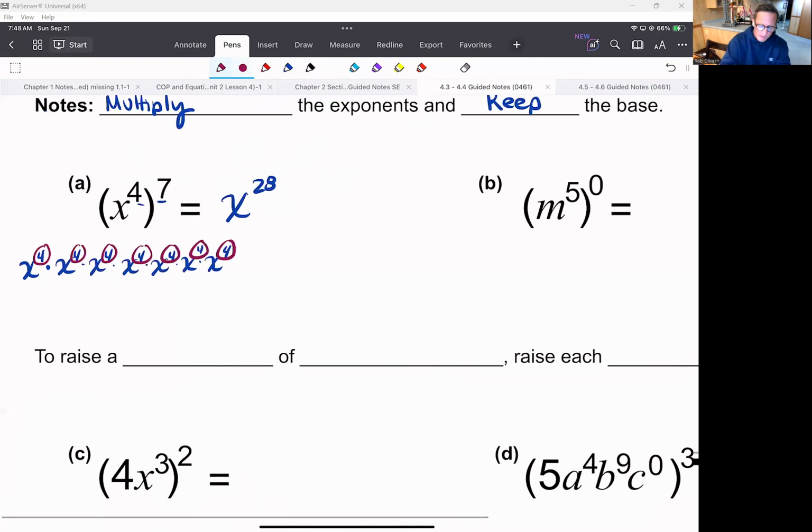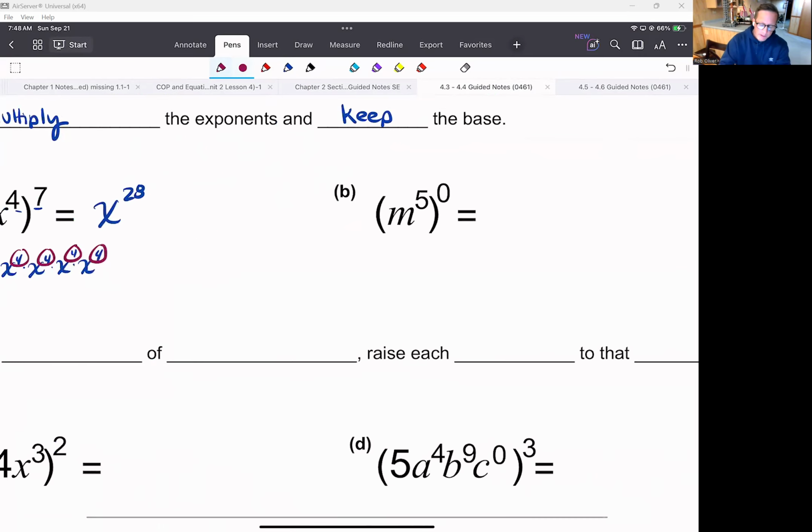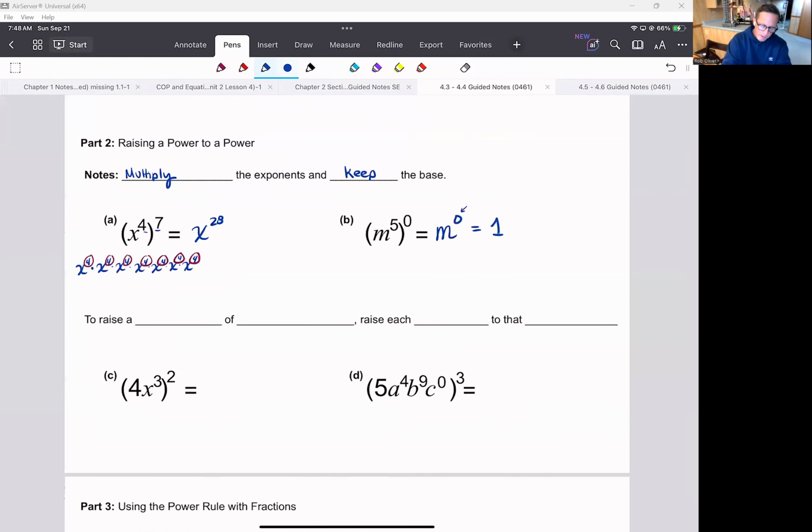It is. Okay. All right, here we have 5, and then we have a 0. Now 5 times 0 is 0. So you got m to the 0. Now anything to the 0 power is 1. Anything to the power of 0 is 1. Okay.